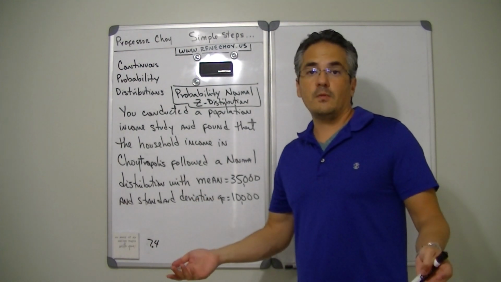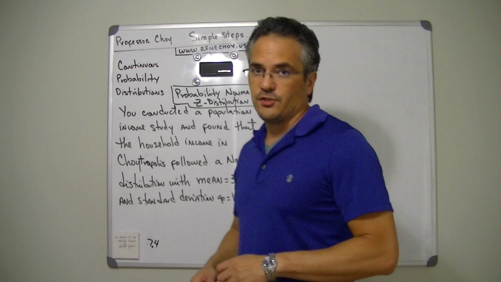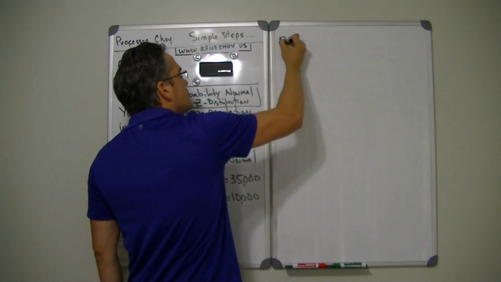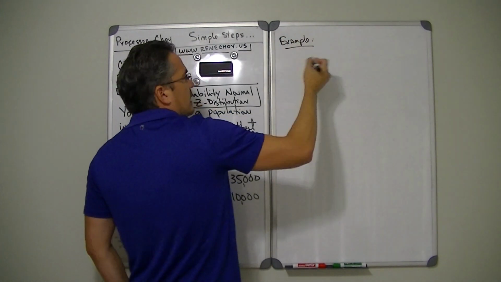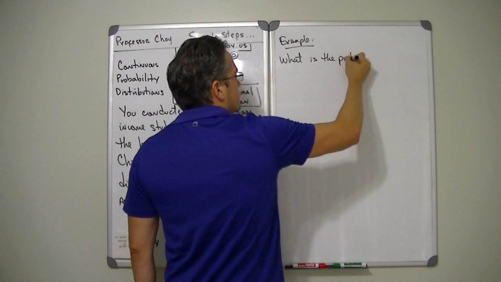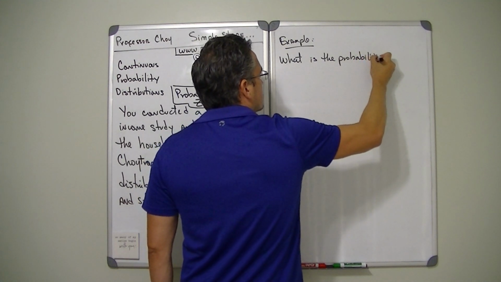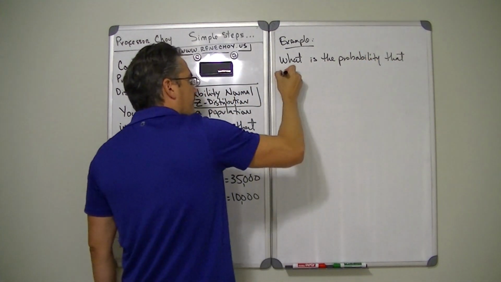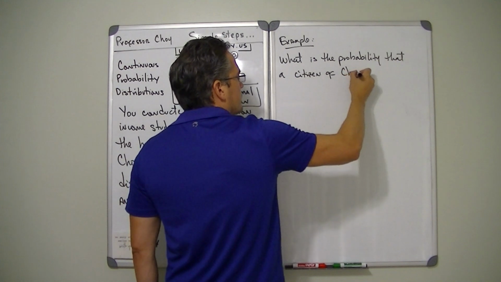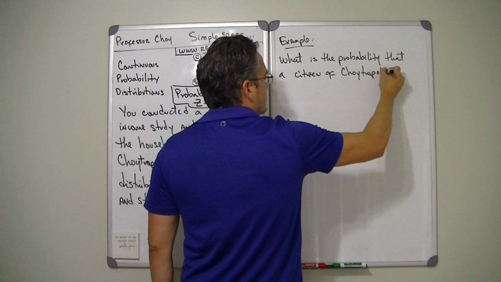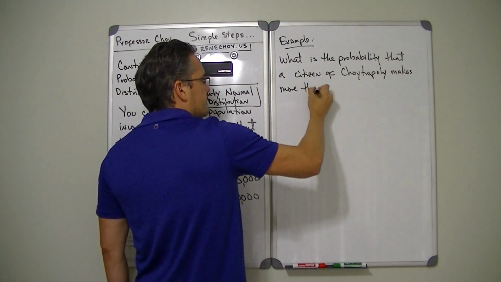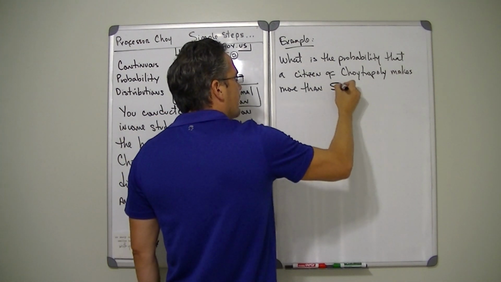Alright? And somebody comes to you and asks you a question. Now, what could be one of those questions that they could ask you? So let's say that they ask you, what is the probability that a citizen of Choitropolis makes more than 50,000.